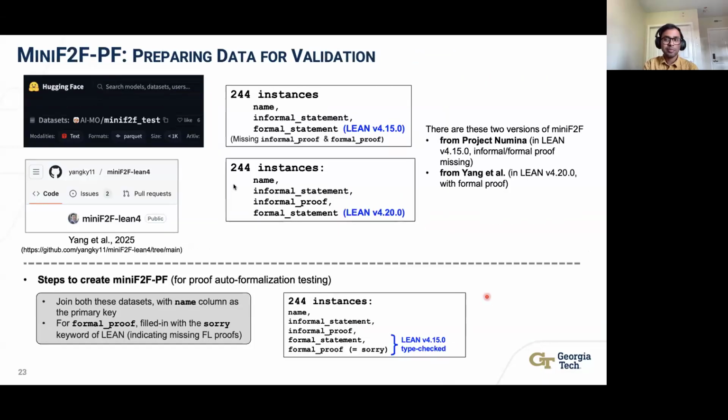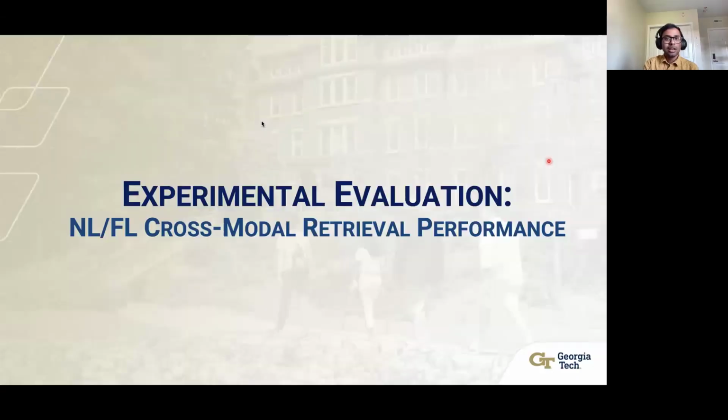And for validation, we prepared the MiniF2F PF dataset. There are two main versions of MiniF2F, one for Lean 4.15 and one for 4.20. One contained the informal and formal proof, the other was missing it. So we joined these two datasets, and finally we had a consolidated dataset suitable for evaluating our system's ability to validate our tool on proof auto-formalization.